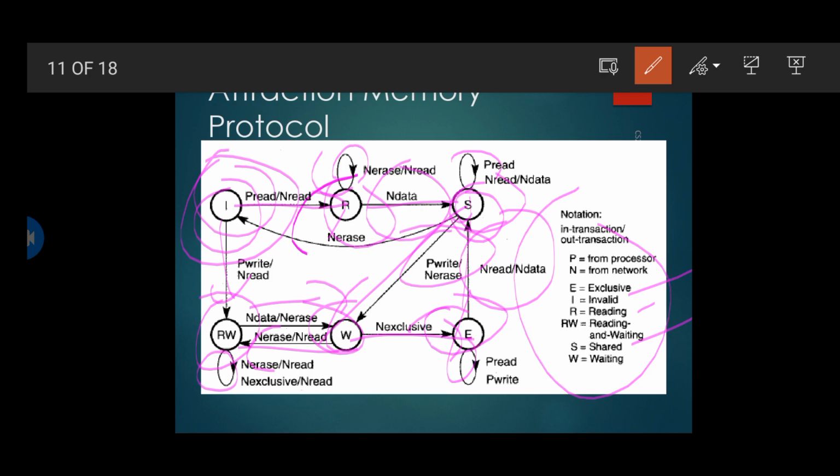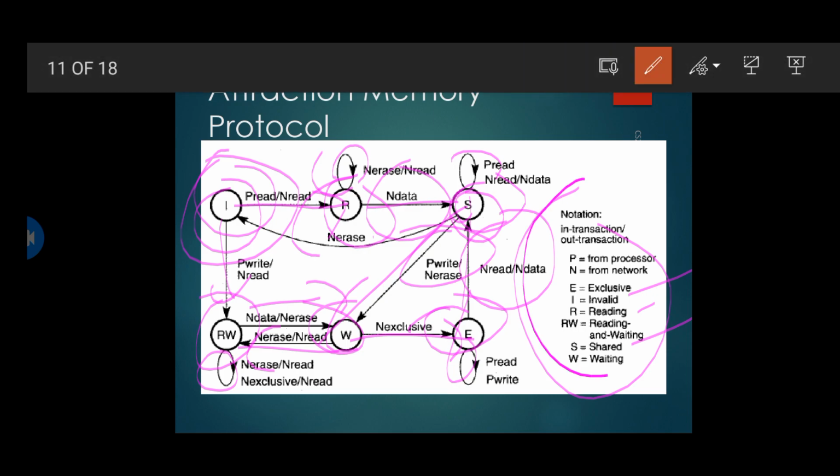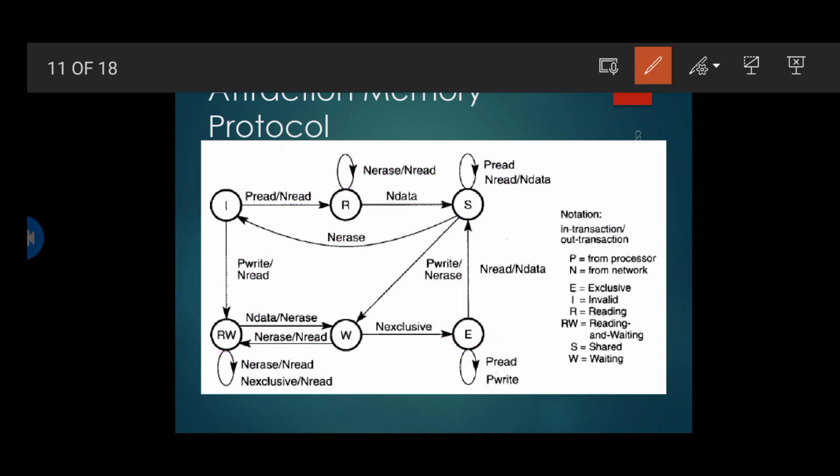This is the whole attraction memory protocol. You can see the notations on my screen. Let me raise the screen. You can see the notations here. First there will be interaction or out transaction. P from processor, N from network, E is exclusive, I is invalid, R made by reading, RW reading and writing, S means shared, W means writing.